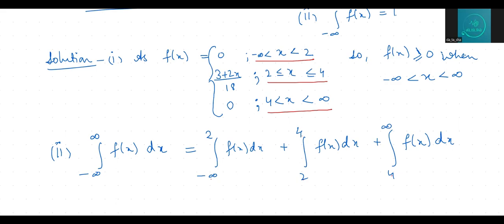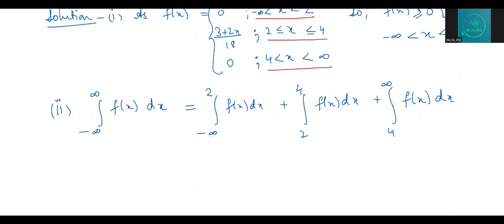Now, moving ahead, you just need to solve it. From minus infinity to 2, f(x) is 0. So this is just 0.